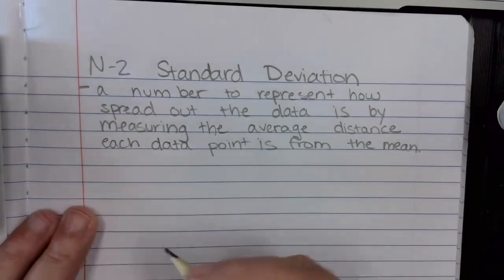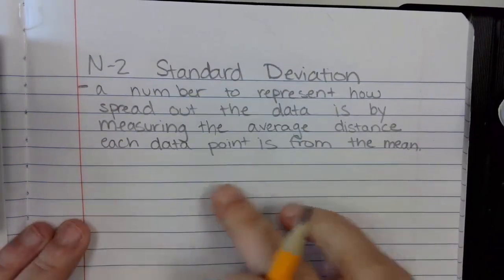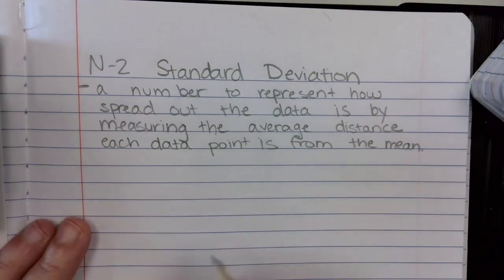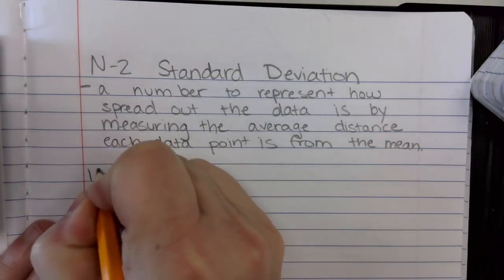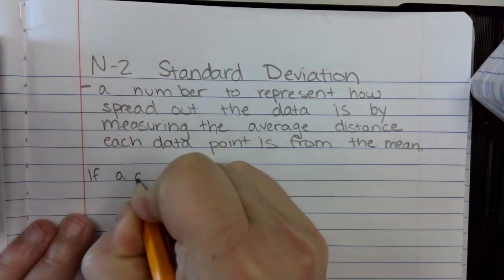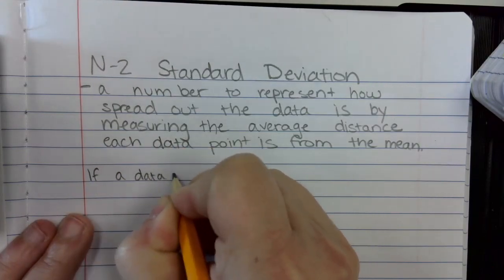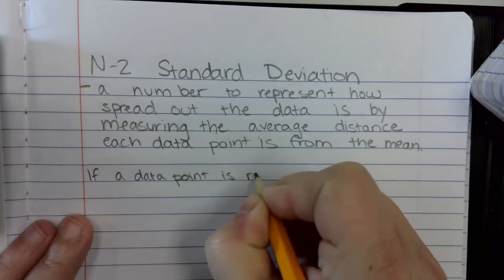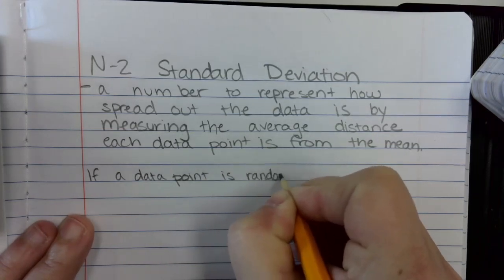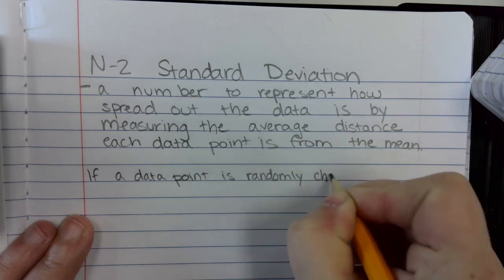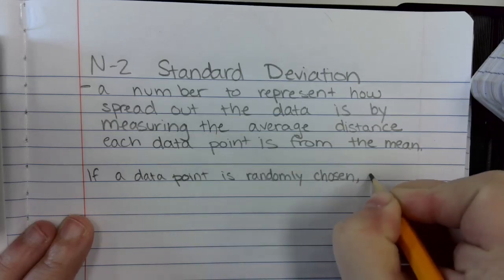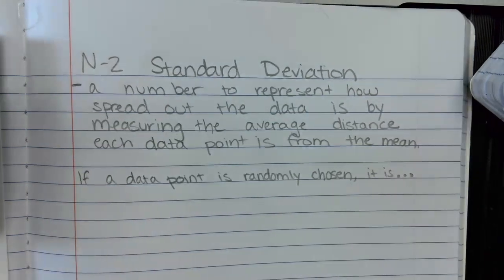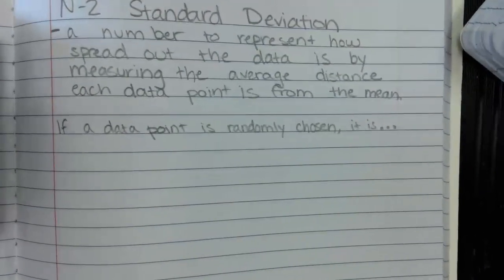Okay. All right, we have one more thing to write, and again, it's going to take up a little bit of space, but good news is the next couple of days we have less to write. If a data point is randomly chosen, I'm going to write small here. It is... And we're going to combine some probability with what we're doing right now.